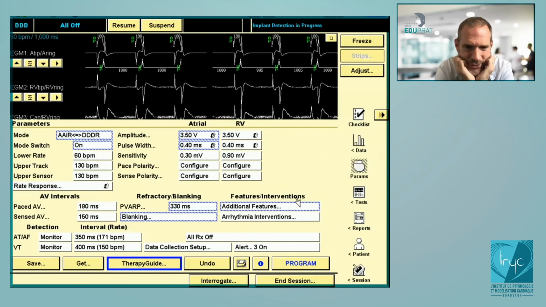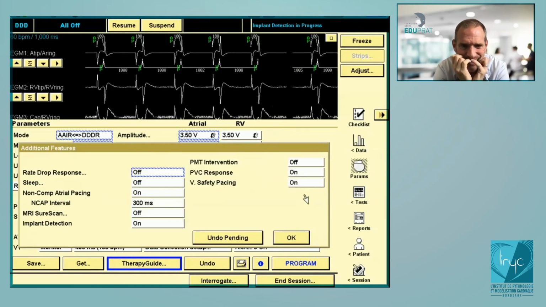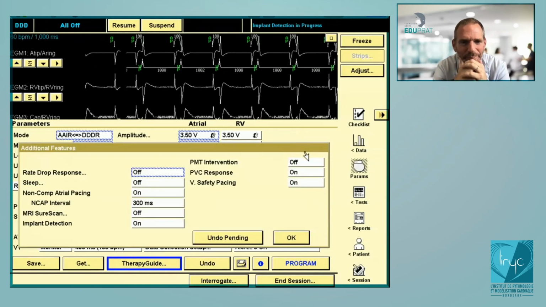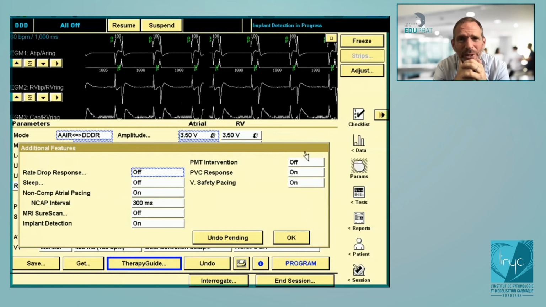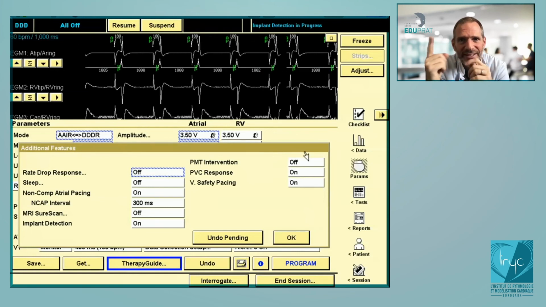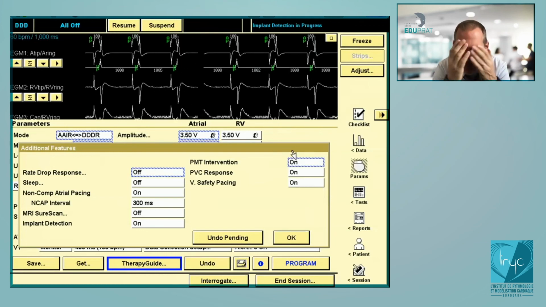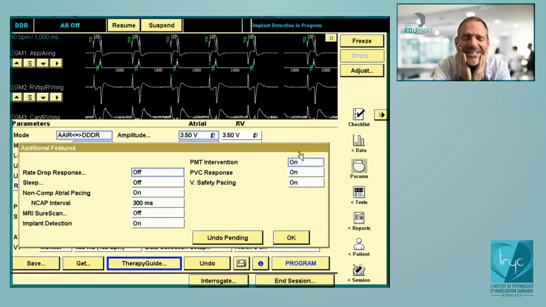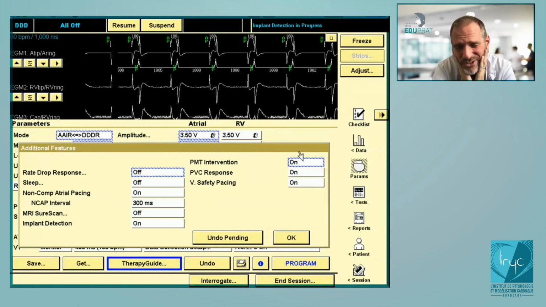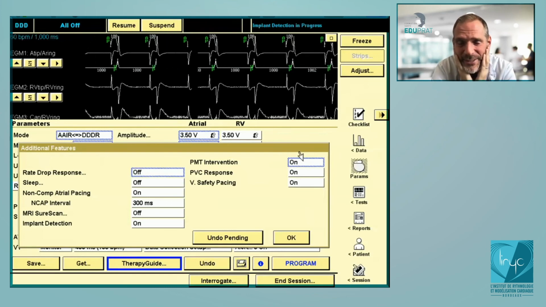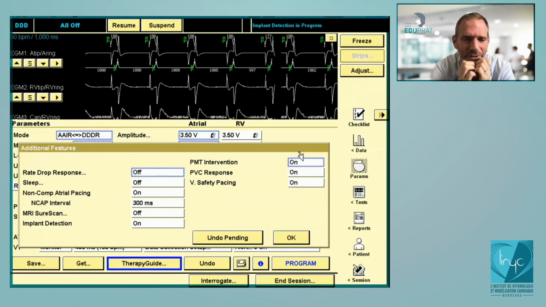Additional features, systematically also, I will program the PMT intervention. It will be on nominally on the next devices, but on the ones that you implant now, it is still off. So this PMT intervention, I will systematically program it on because once more, there is a risk of PMT in patients with sinus node dysfunction. Okay, close.